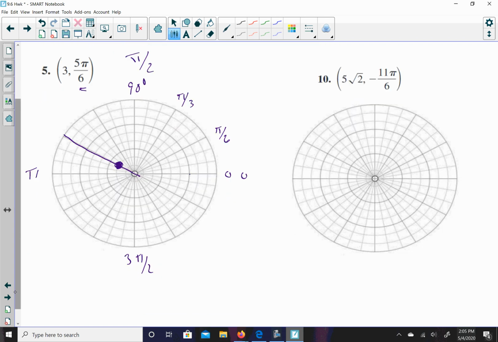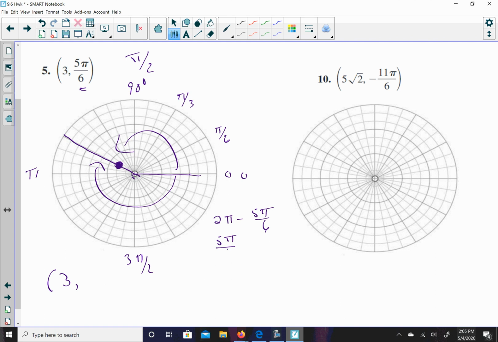Now to find 3 additional points, I like to start off with keeping my radius positive, but instead of doing my angle this way where I'm going in a positive direction, I'm going to do my angle this way where I'm going to go in a negative direction. Remember, these 2 angles together add up to 1 rotation, or 2 pi. So I'm going to take 5 pi over 6 and subtract that 2 pi. And I'm going to get negative 7 pi over 6. So starting here, going all the way around would be negative 7 pi over 6. So those are my 2 with a positive radius.